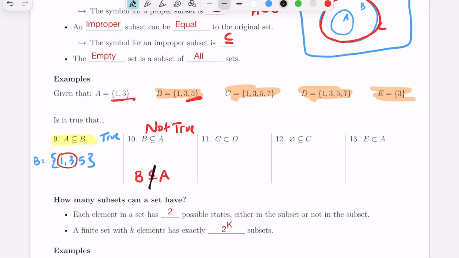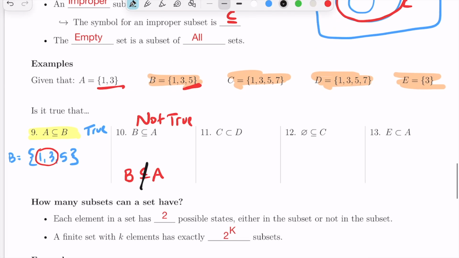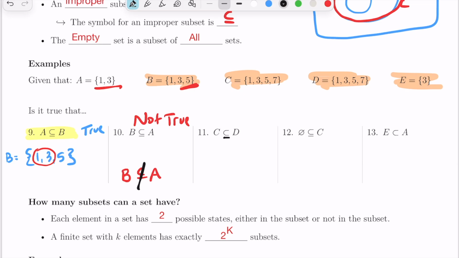Number 11 says C is a proper subset of D. Notice that we don't have this line under here this time. That's how we know that this right here is proper subset. And that means that it actually needs to be smaller. Again, I use that word a little bit loosely, but there needs to be fewer elements. There actually has to be elements.